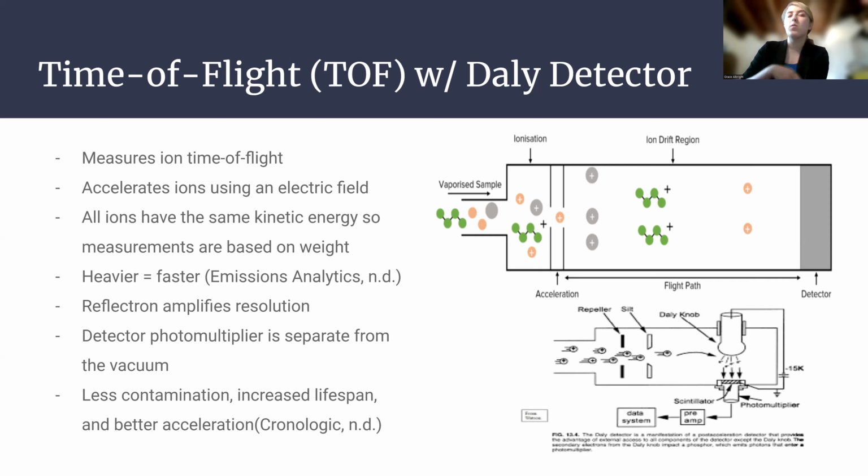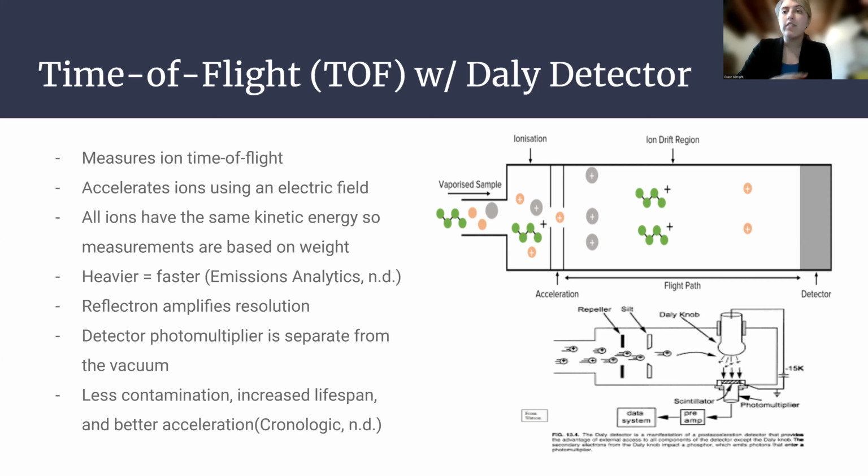Heavier ions are going to move faster according to Emissions Analytic. This is just due to the fact that they're bigger, and so they're going to move a lot quicker through that tube. Now, as they move through that tube, they are going to go towards the Daly detector, which is pictured at the bottom.